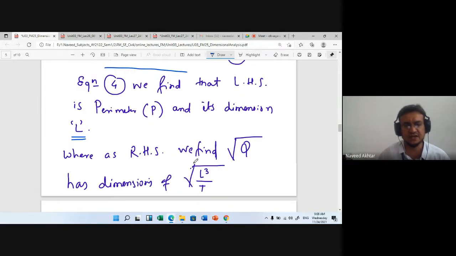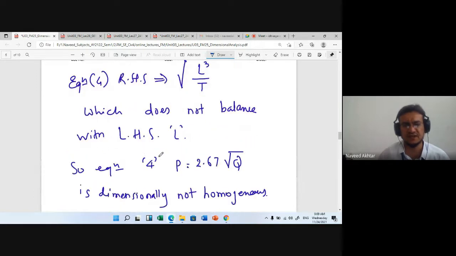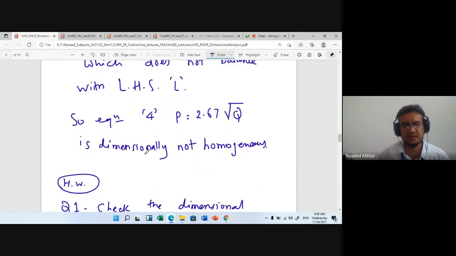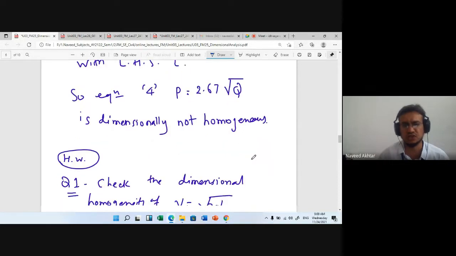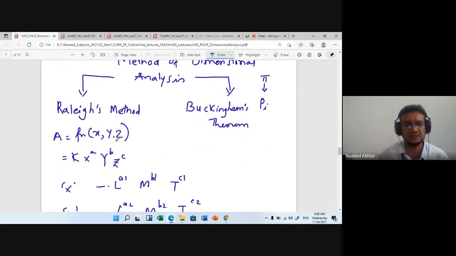And the right-hand side is where we find the square root of Q, that is discharge, having dimension square root of L cubed by T. You can see in this equation the left-hand side and right-hand side are not matching. That's why this equation of Lacey's wetted perimeter is dimensionally not homogeneous. That is what we have seen, and also we have given to find out the homogeneity of the equation V is equal to square root of 2gh, so you can do that.